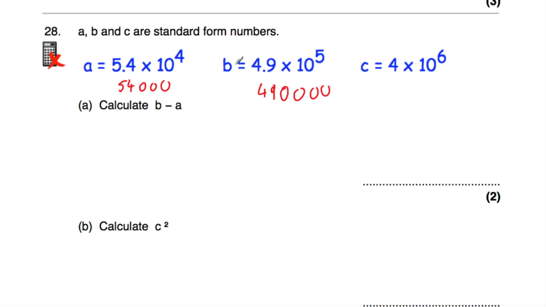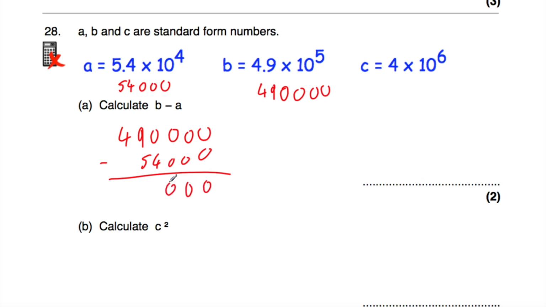And we need to do B subtract A. So that's 490,000 subtract 54,000. And let's see what we get. So 0 take away 0 is 0, 0 take away 0 is 0, 0 take away 0 is 0, 0 take away 4, let's borrow. So we've now got an 8 and a 10.